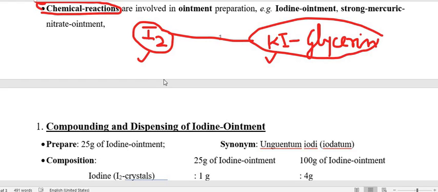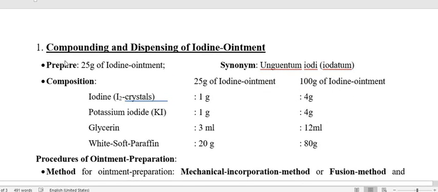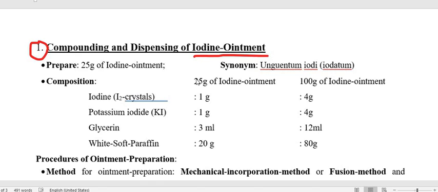So this is about the method, the types, and the definition of ointment. Now we have to go through the preparation of the ointment. The first preparation is the compounding and dispensing of iodine ointment. So what is the name of the ointment? Iodine ointment. That means this ointment has the base as well as the iodine.